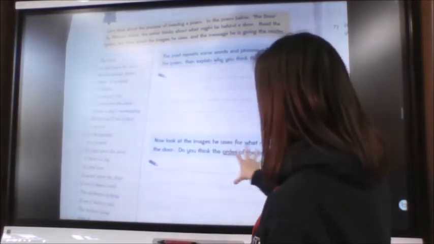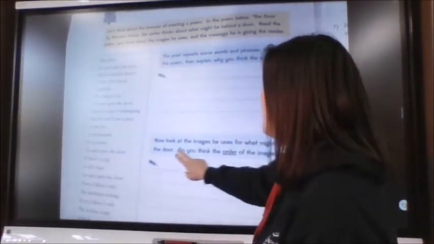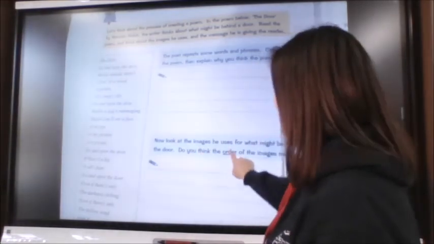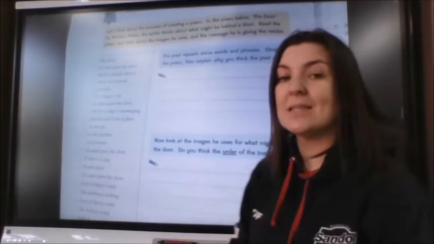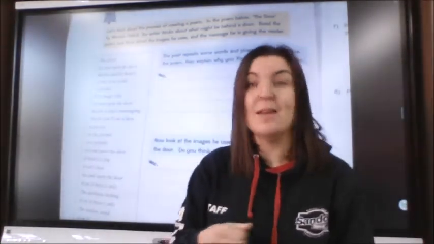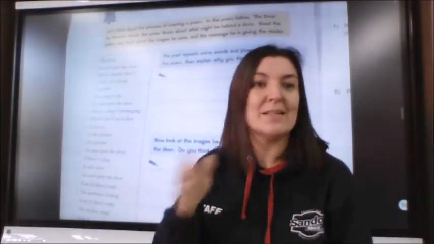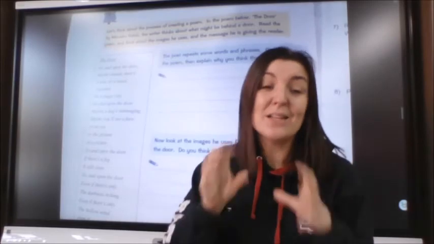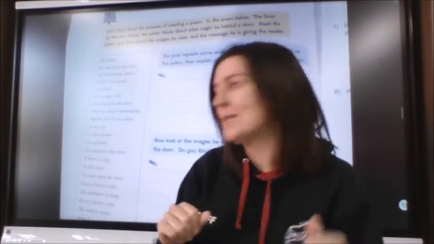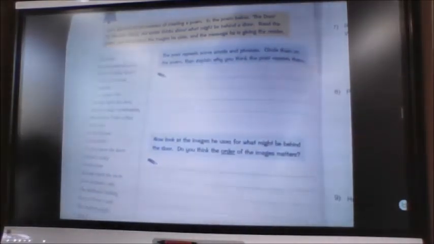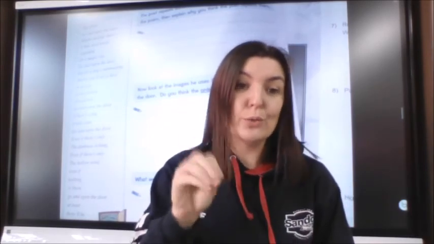So then the second one, look at the images he uses for what might be behind the door. And then it asks you about the order of the images, the order that he's chosen to put them in. Do you think that matters? Does it matter what order? Could they be mixed up? So again, that's a "do you think", your choice. And then finally, what you think the message of the poem is. What message is the poet trying to give in this poem? So up to you again. That's a "do you think" one.